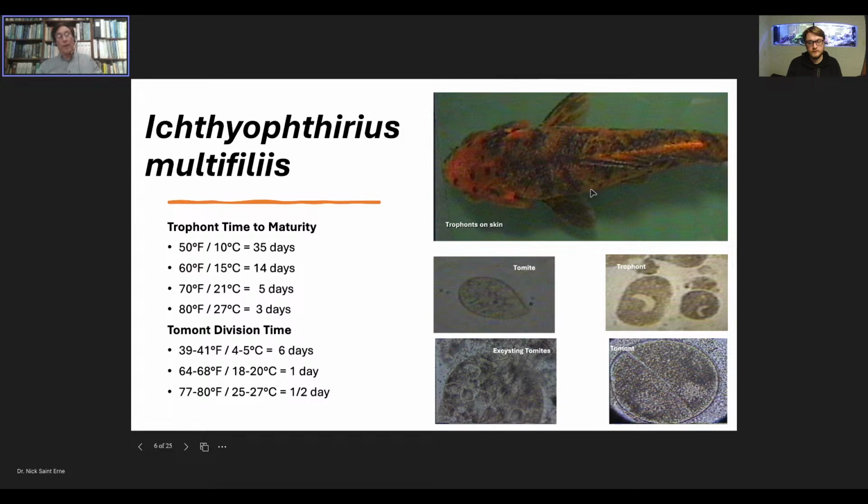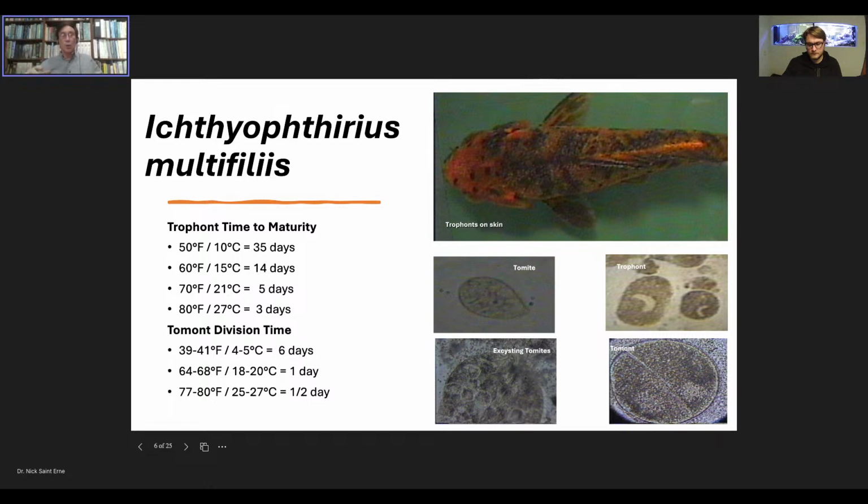for about 2 weeks. So for 2 weeks of treatment, let's say Monday, Wednesday, Friday, and then Monday, Wednesday, Friday, or Sunday, Tuesday, Thursday, something like that. You want to treat it every other day for about 2 weeks in order to hit this tomont stage throughout that whole period.